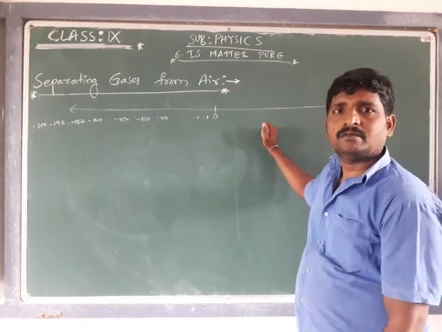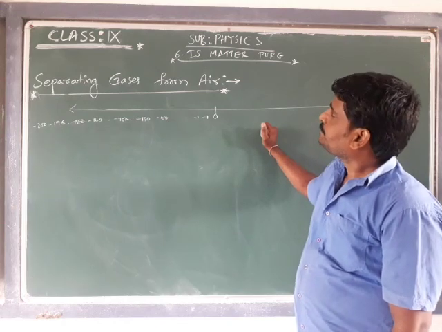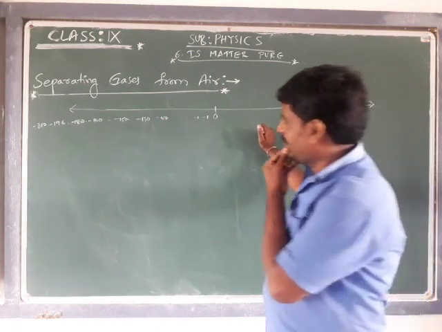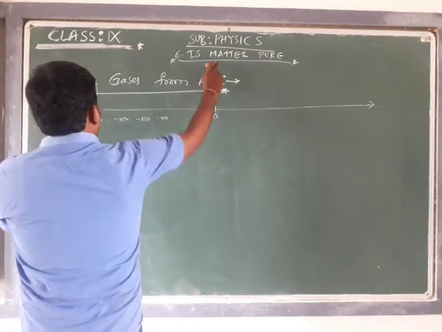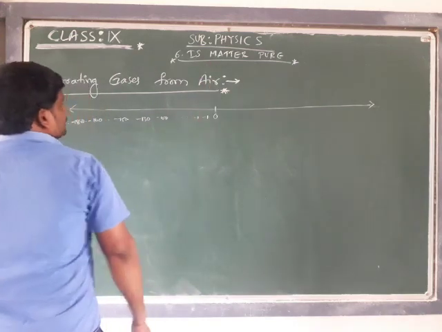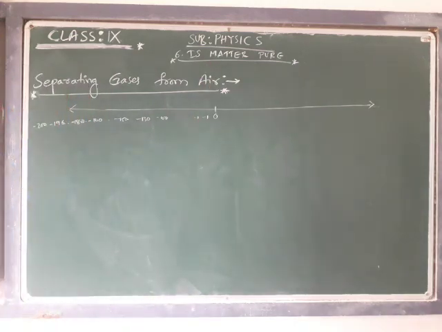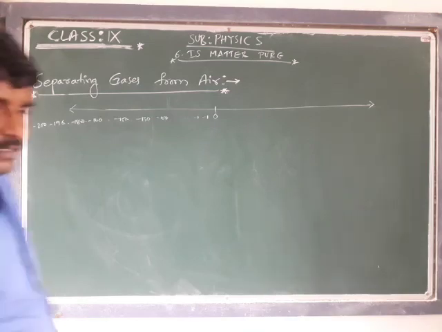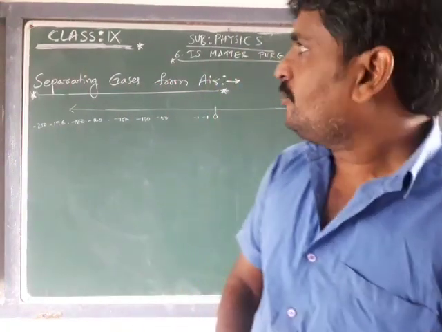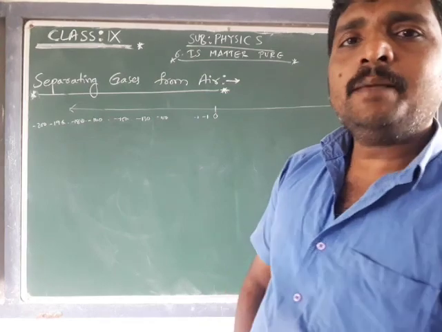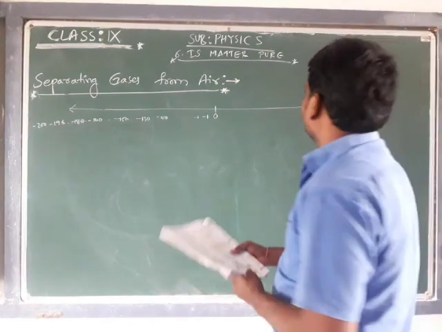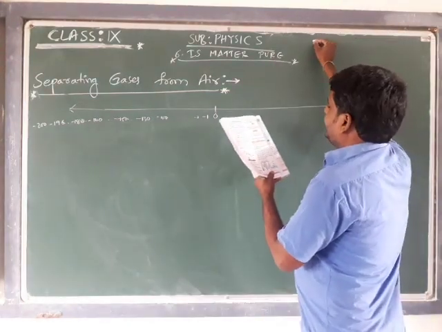How the nitrogen is getting separated, how the oxygen is getting separated, and how the argon is getting separated, that's what we are going to discuss. But before that, we want to know the boiling points of the respective gases. That is what we have to take into account.